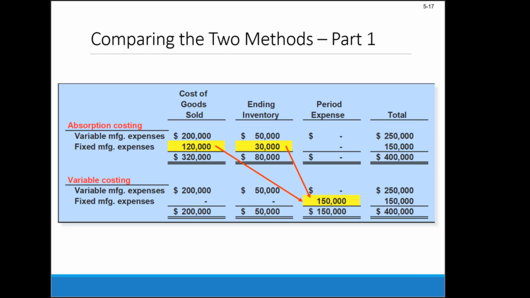Under variable costing, we had cost of goods sold at $200,000, all the variable production costs, $50,000 of those variable production costs sitting in ending inventory, and that full $150,000 in fixed overhead treated as a period expense. So again, the entire difference is just how we treat that fixed overhead. We've deferred some overhead costs in inventory under absorption costing. Those have all hit the income statement under variable costing.